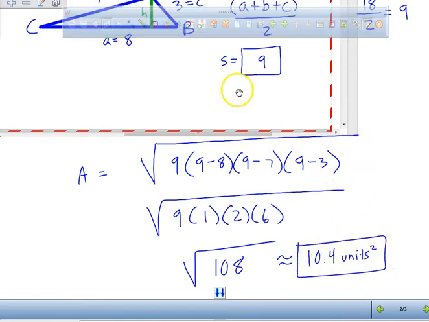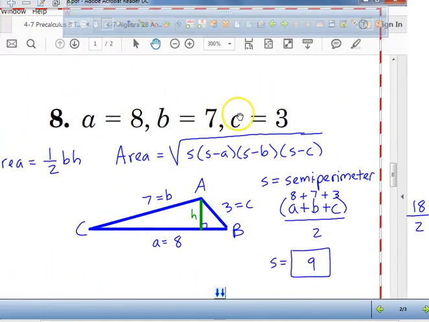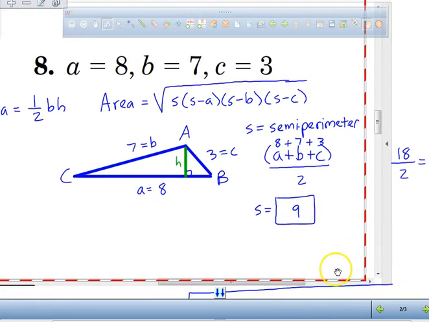Now, this formula allows you to find the area as long as you have what? As long as you have all 3 sides of your triangle, you can find the area. Now, the long way would be having to try to figure out a way to find this height right here.